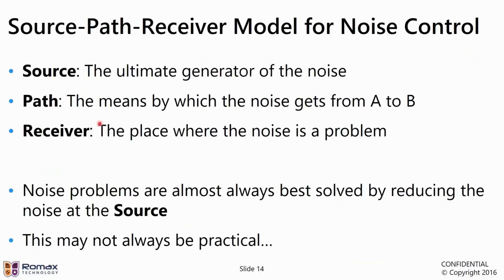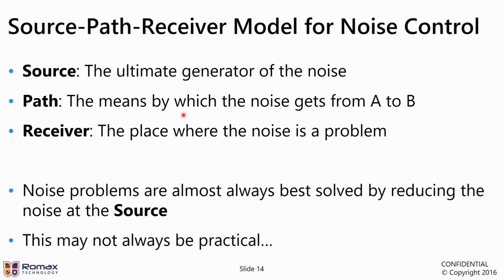When we think about noise control, the model that people usually talk about in general, not just for gear whine, but for noise control, is what's called a source path receiver model, and it's a way of helping us to understand how to tackle noise problems such as gear whine. So the source is the ultimate generator of the noise. In our case, that's our transmission error. The path is the means by which the noise gets from the source to where it's causing a problem, and the receiver is the place where the noise is a problem.